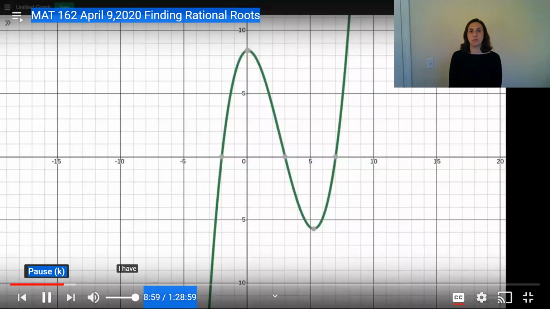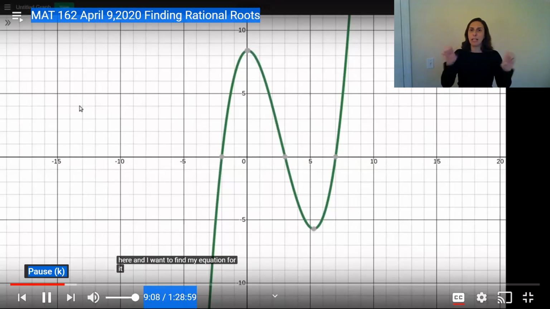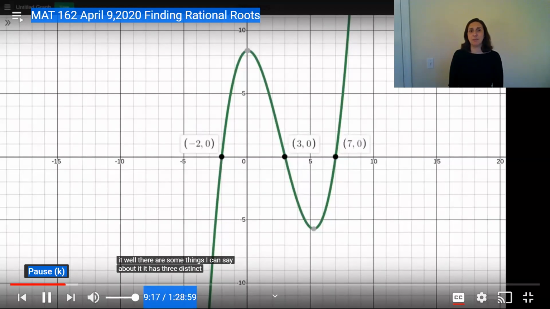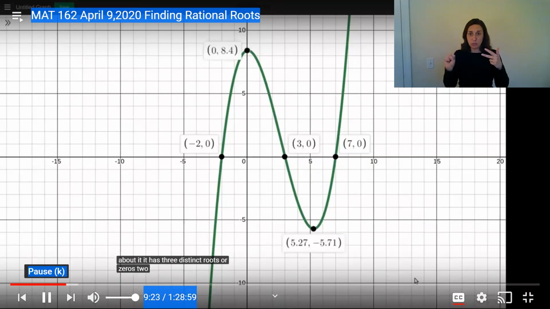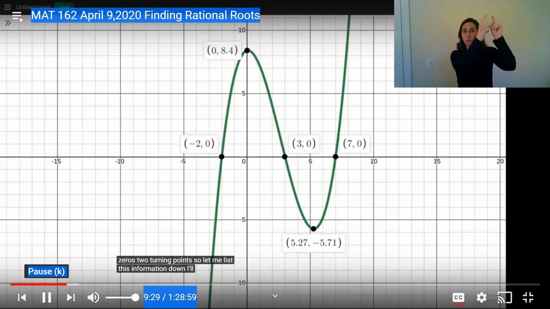I have a graph of a polynomial function here, and I want to find my equation for it. Well, there are some things I can say about it. It has 3 distinct roots or zeros, and 2 turning points. So let me list this information down. I'll list it over here.